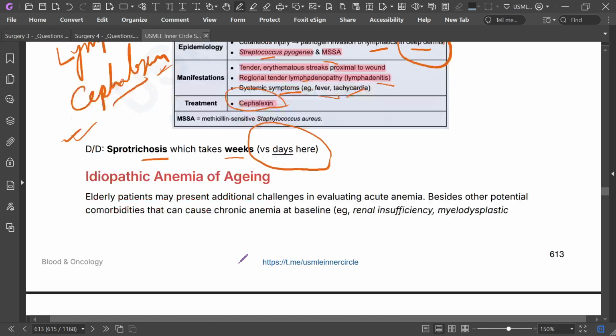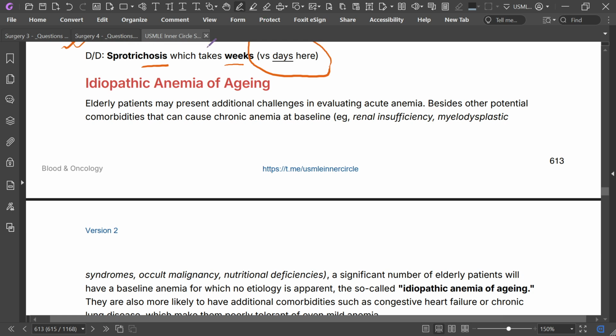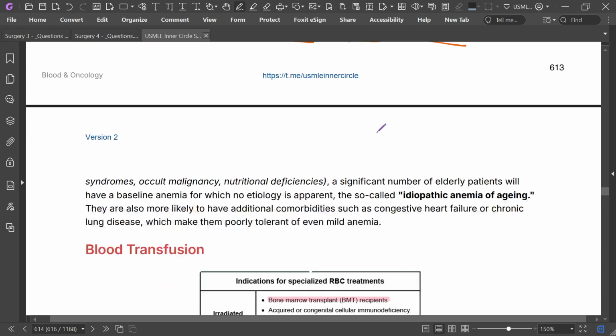After that, I would like to discuss idiopathic anemia of aging. Elderly patients may present additional challenges in acute anemia, besides other potential comorbidities that can cause chronic anemia at baseline, like renal insufficiency, myelodysplastic syndrome, occult malignancy. A significant number of elderly patients will have baseline anemia for which no etiology is apparent. It is called idiopathic anemia of aging.